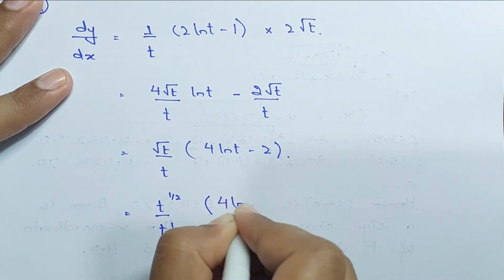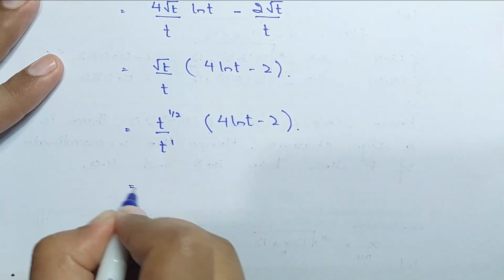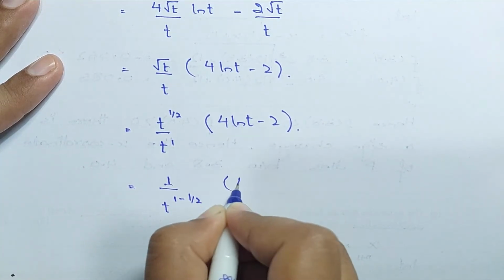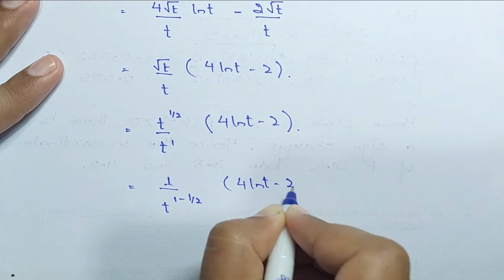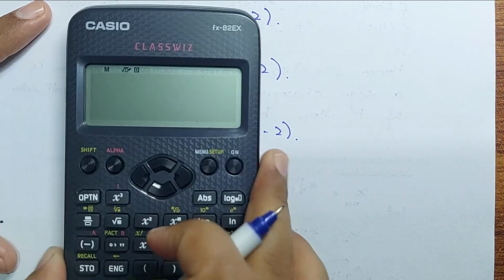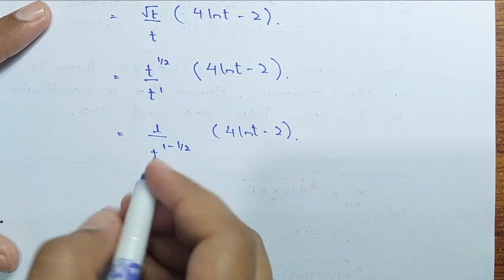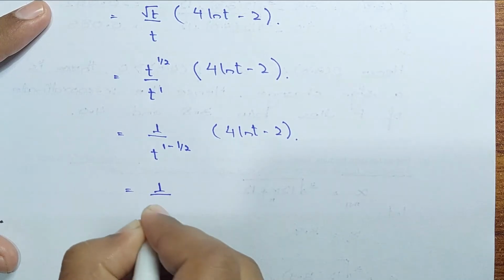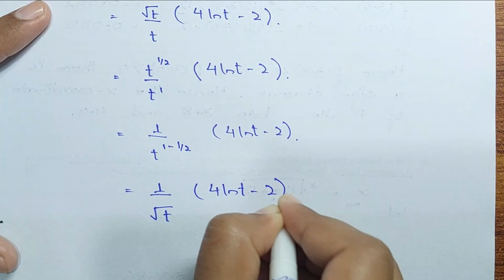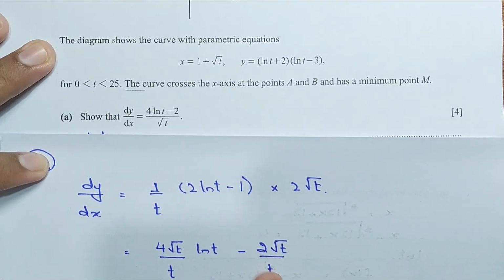So 4 ln t minus 2, we have to shift this into the denominator. So 1 over t power 1 minus 1 by 2, 4 ln of t, because in the denominator we need t power 1 by 2, and 1 minus 1 by 2 is 1 by 2, so we have 1 over root t into 4 ln of t minus 2. So this is exactly the same. We have showed dy over dx is this.